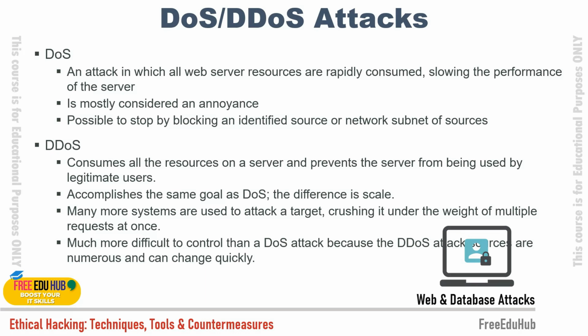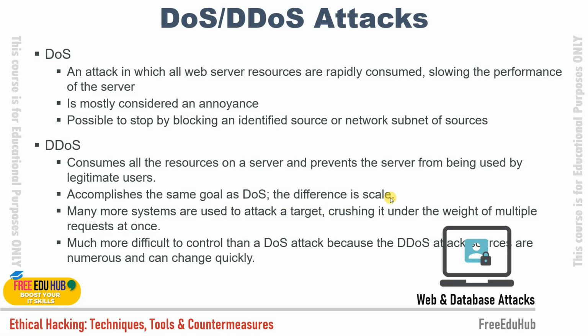But if the traffic is coming from multiple sources, it becomes a little bit challenging to take care of, which happens in distributed denial of service attacks. It consumes all the resources on a server and prevents the server from being used by legitimate users. So it would take all the resources of the server. If end users try to access the server, since there are no resources available, they will not be able to reach it.